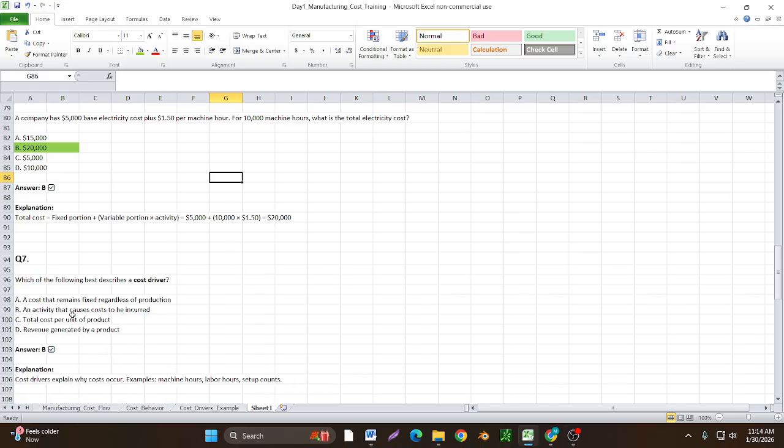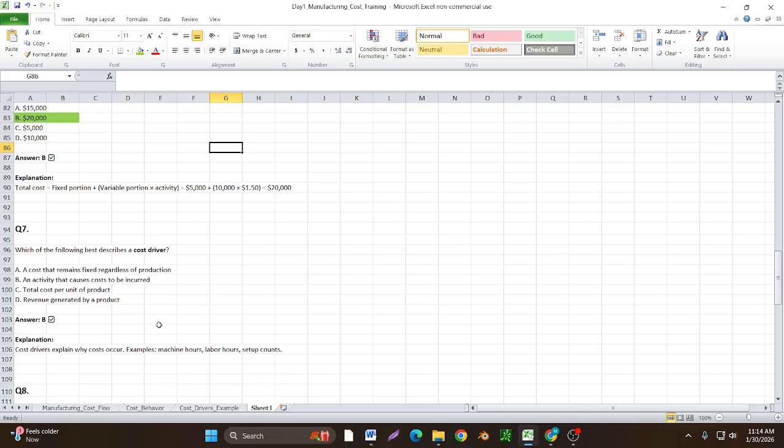Question 7. Which of the following best describes a cost driver? Cost drivers explain why costs occur. So examples might be machine hours, labor hours, setup counts. So the answer is B, an activity that causes costs to be incurred.